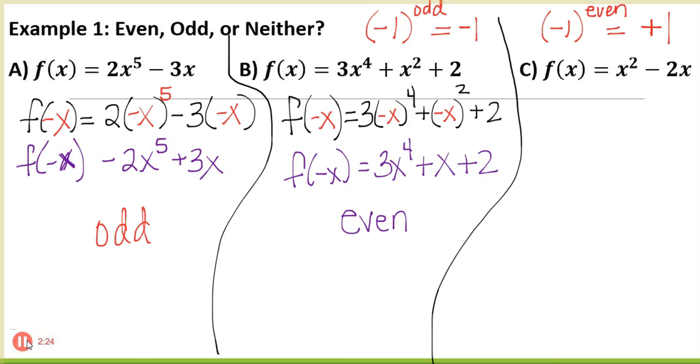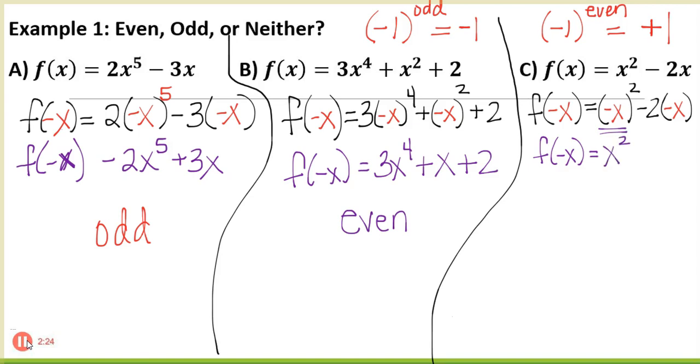Okay, now let's go ahead and check C. Again, we have a negative x there, and we're going to set it equal to negative x squared minus 2 times negative x. So here, this first one is going to change to a positive because 2 is even. But the second one is going to stay negative. Because it stays negative, I'm multiplying negative 2 times negative 1, which is positive 2x.